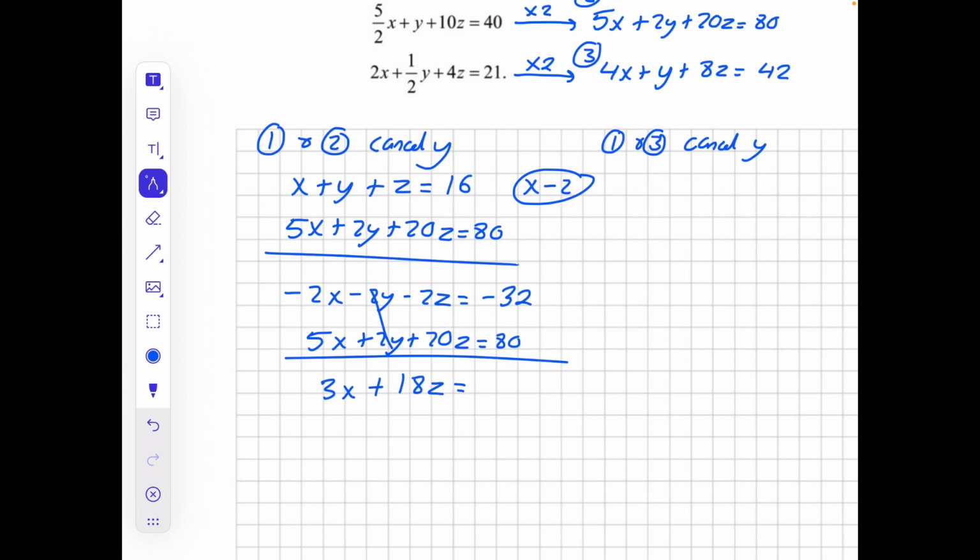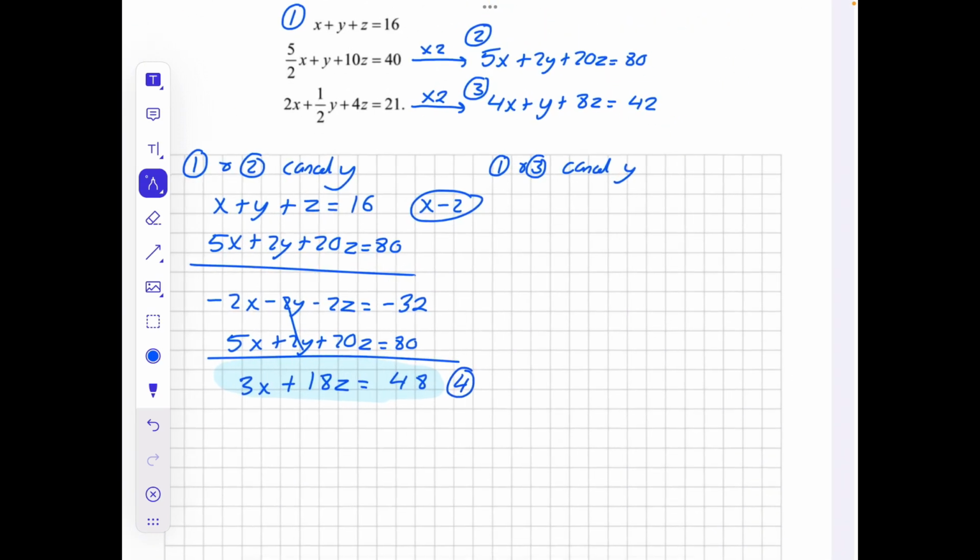Okay, probably the most common mistake that is made in these. You'll just make a little slip. People tend to know the structure very well, but you can see there how easy a little slip is. So -32 plus 80 will give me 48. Okay, marked that off as my equation 4.